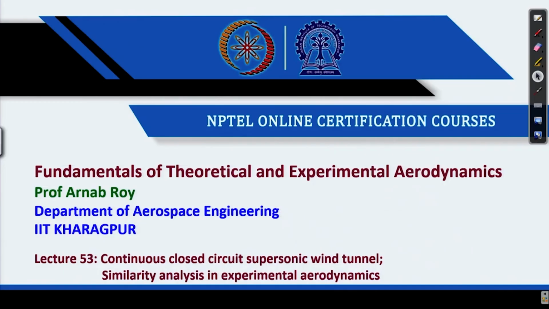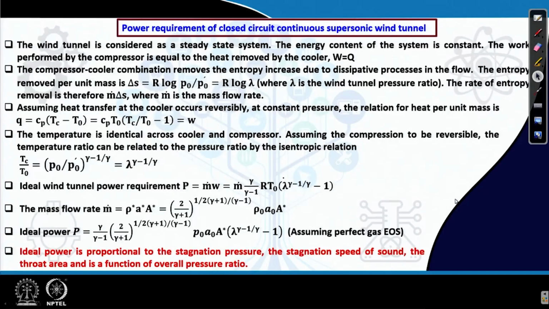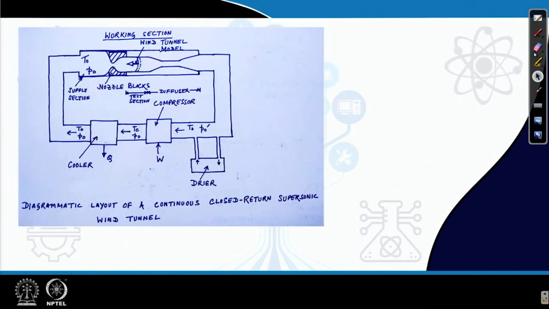In this lecture, let us complete our discussion on supersonic wind tunnels, and then we will discuss a little bit about dimensional analysis. So, in the previous lecture, we had discussed about continuous closed return supersonic wind tunnel, if you recall. We are looking at the diagram once again, and in today's lecture, we will try to estimate the power requirement for running such a tunnel.